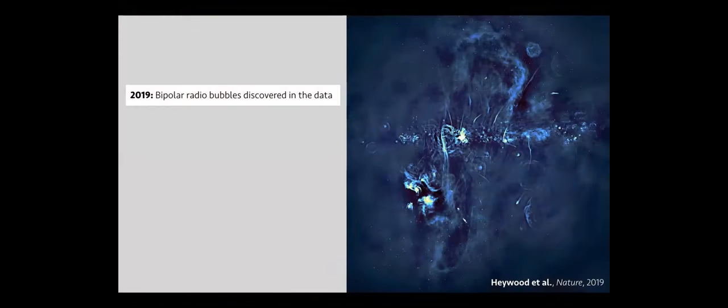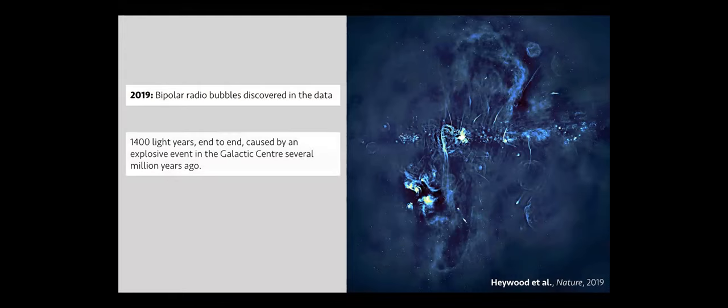In 2019, some bipolar radio bubbles were discovered in these data. So you can see a larger scale image on the right here. MeerKAT's fantastic imaging capability allowed us to find these two bubbles blowing up above and below the plane of our galaxy. These are about 1400 light years end to end, the inference being that they were caused by an explosive event in the galactic center several million years ago. And the image here on the right was made from just 4 pointings of the commissioning survey of the galactic center.